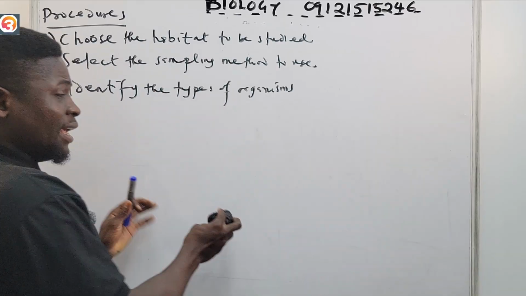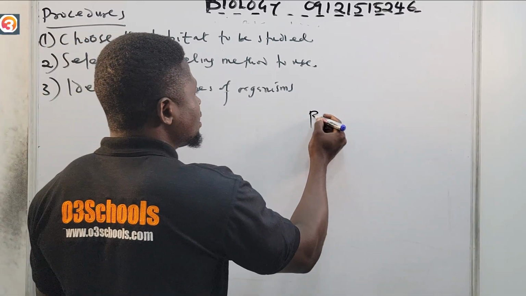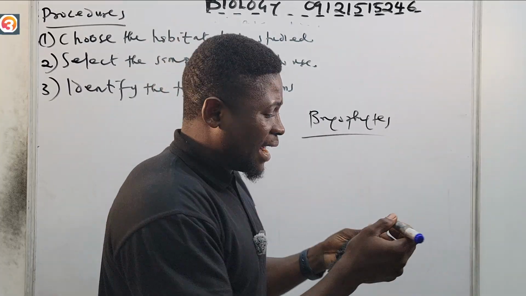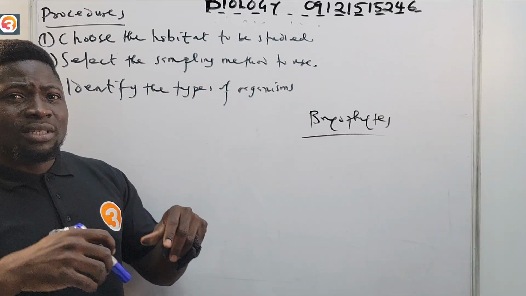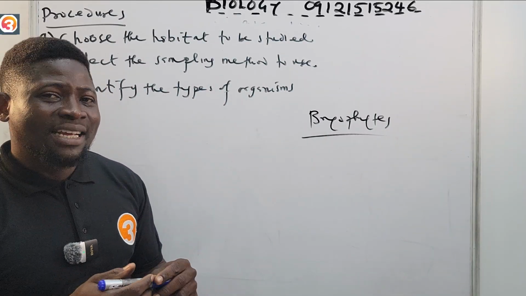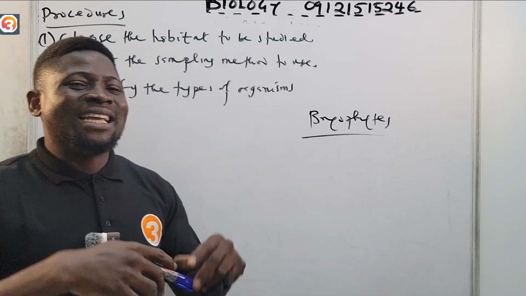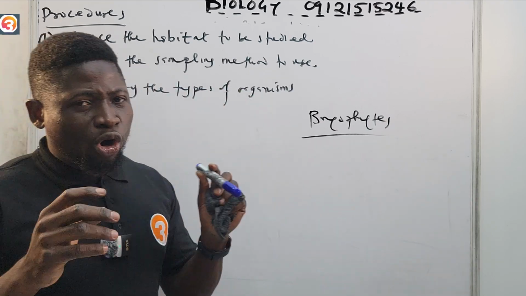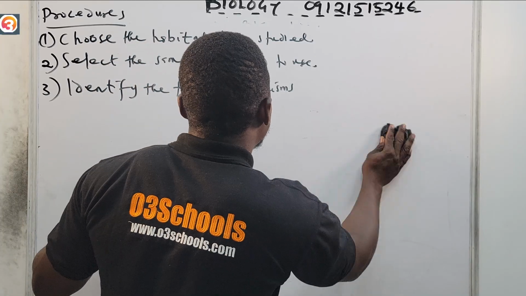If they are plants, are there bryophytes? Are there thallophytes? Are there pteridophytes? Or if they are animals, are there vertebrates? Are there invertebrates? Are there insects? Are there amphibians? And so on and so forth. All of these are very, very important.